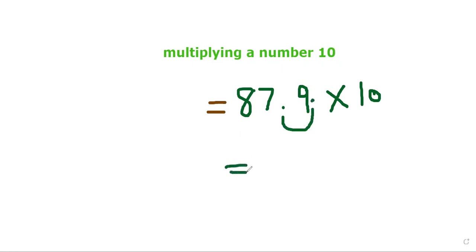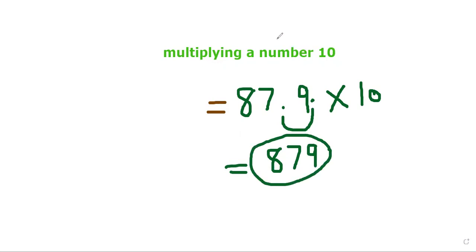Definitely, if there is no number after the decimal, we can simply write a whole number here, 879. So we don't need to put that decimal here. Simply put that number, 879, because there is no number after the decimal. So this is how you can multiply any number with 10.